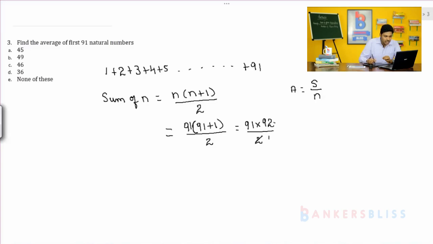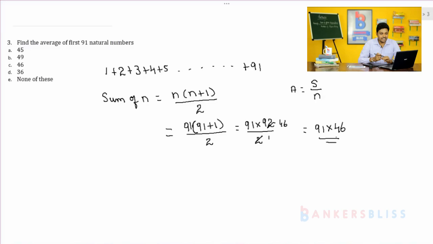So, 2 ones are 2, 46 are. So, which is equal to 91 into 46. Do not simplify this 91 into 46, take it as it is. So, the sum of n is equal to 91 into 46. So, we got the sum of the values, that is 91 into 46.